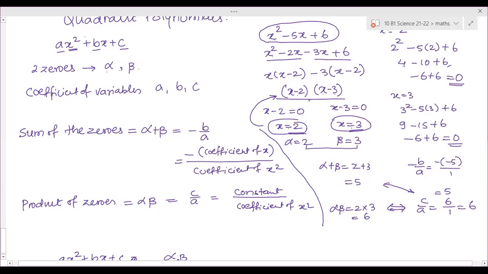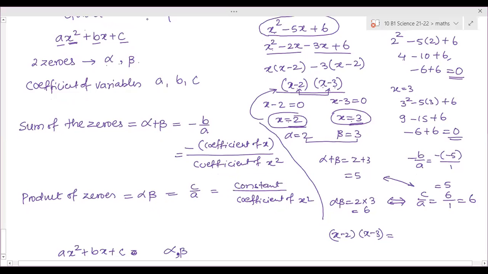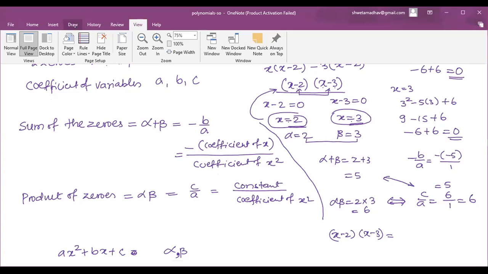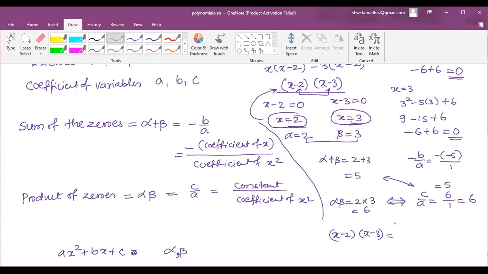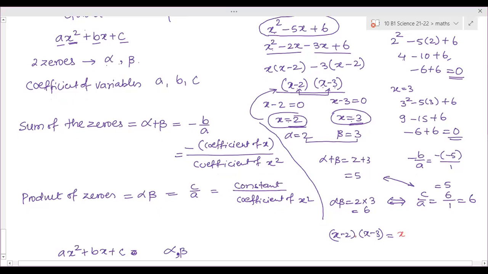If these are the factors, then the product of these two is the polynomial. So try multiplying x minus 2 into x minus 3. What will we get? We will get the polynomial. So here it is x square, binomial into binomial multiplication, minus 2x minus 3x plus 6. So this is equal to x square minus 5x plus 6. We got the polynomial.